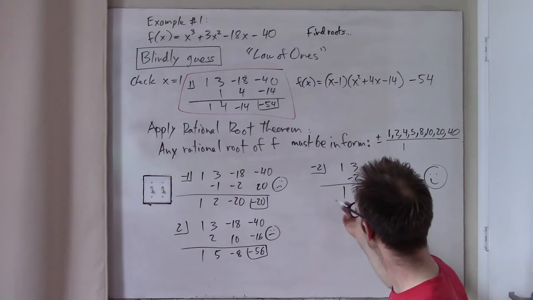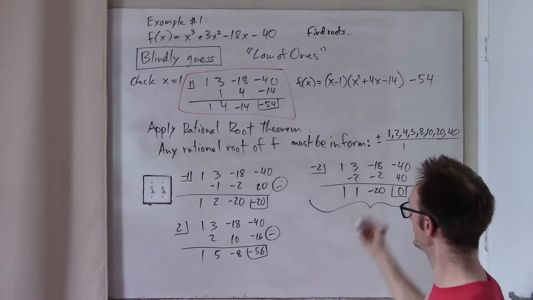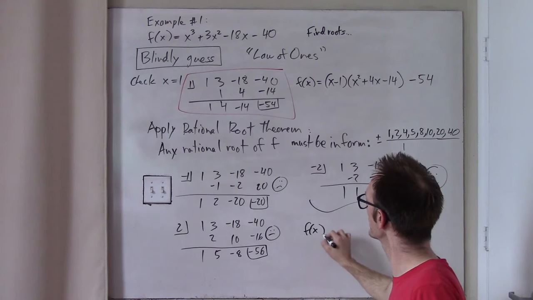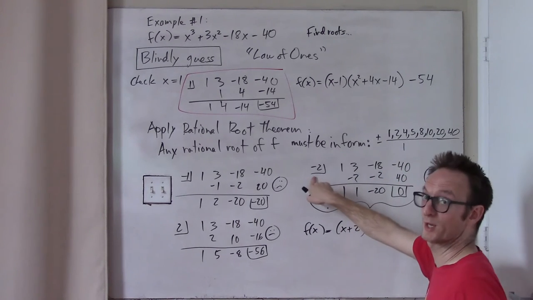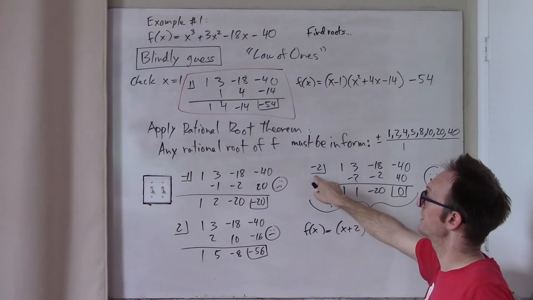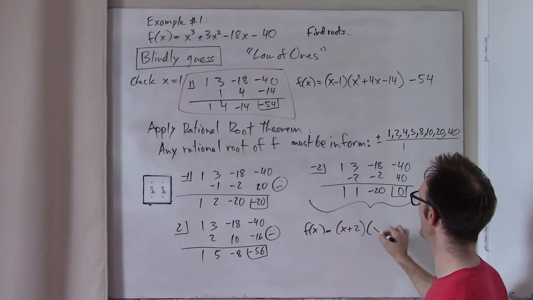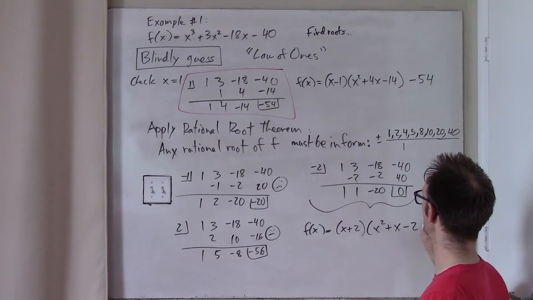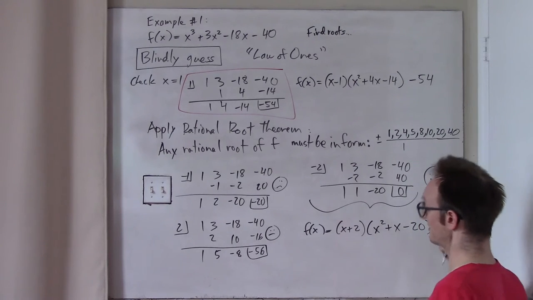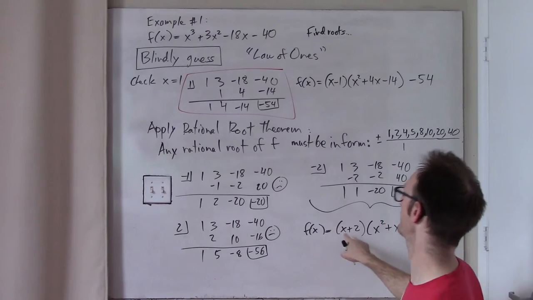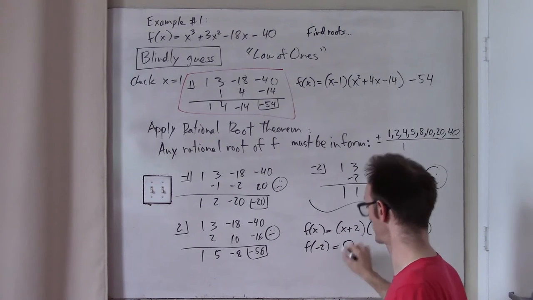Just to be clear, what one gathers from this thing that we just did is that this polynomial is in fact just x plus 2, because that's really what we're doing when we do synthetic division with -2. What we're really doing is we're dividing by x plus 2, and what we get is x squared plus x minus 20. And the remainder is 0. In other words, it goes in evenly. In other words, x plus 2 is a factor. In other words, f of -2 is a root.